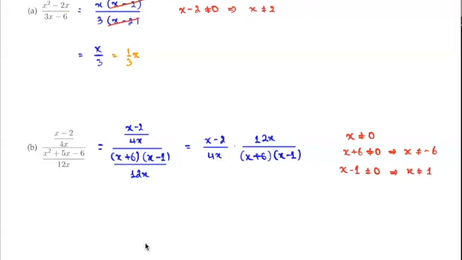Now simplify. So 12 and 4 cancel out. So this is 1 times, this is 3 times. The x cancels out. Then that's it. Nothing else. You'll have on the numerator 3 times x minus 2. And in the denominator, you have x plus 6 times x minus 1.